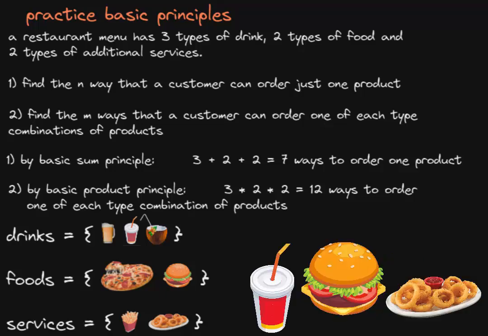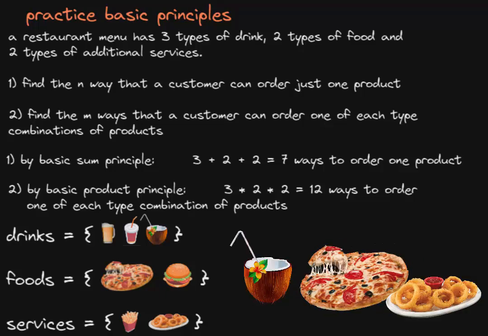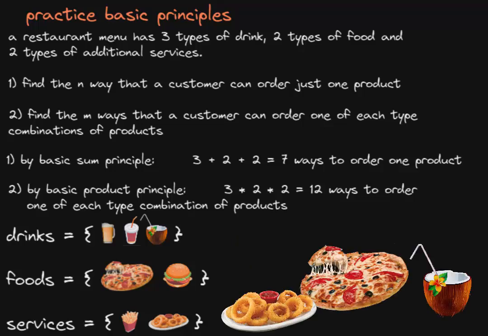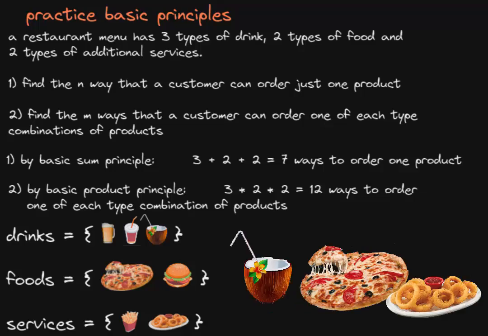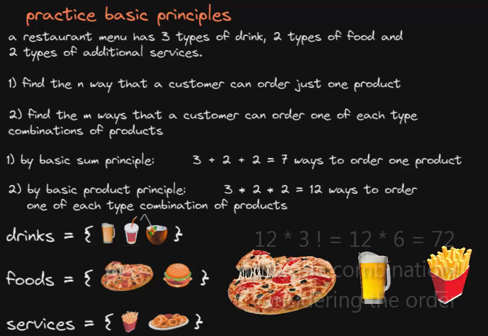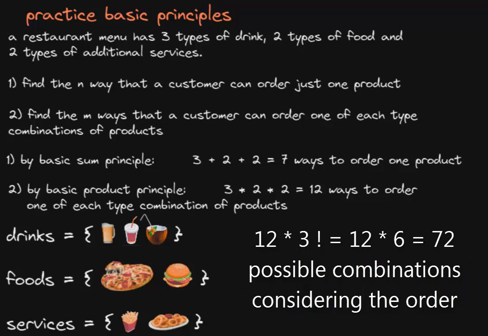be 12 different combinations. If considering the final order sounds familiar to you, it is because it's what we did before with permutations. Rearranging the elements, there will be 72 possible combinations. The product rule times 3 factorial, and that is what combinatorial analysis is about.